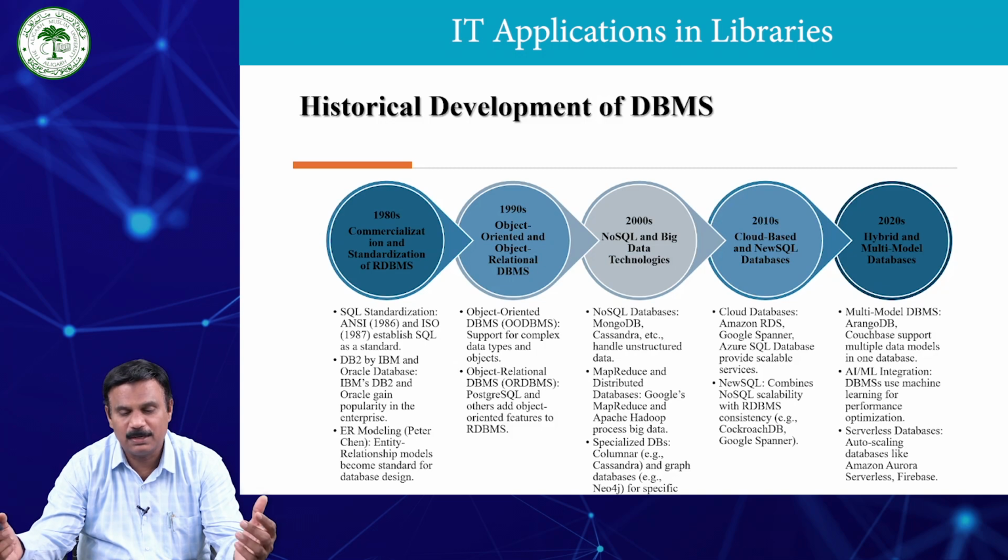NoSQL databases like MongoDB, Cassandra, etc. handle unstructured data. MapReduce and distributed databases like Google's MapReduce and Apache Hadoop process big data.